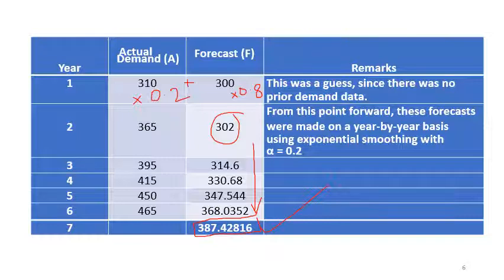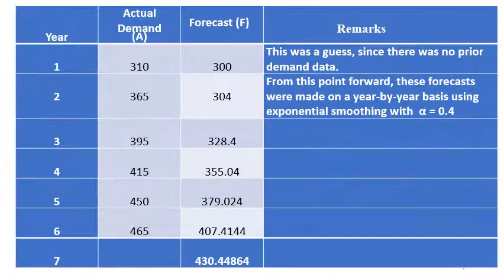So let us take one more example of alpha and see how the value of the forecast changes with the change in alpha value. So in this particular problem, the alpha value is assumed to be 0.4. We have seen the forecast calculations with an alpha value of 0.1 and alpha equal to 0.2. Here, similarly, I am assuming the initial value of 300.